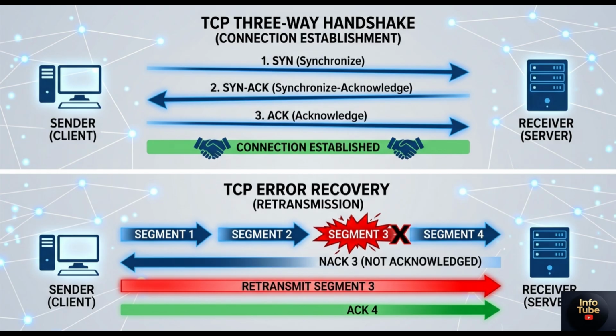The summary for your notes. The trade-off is simple. TCP gives you reliability at the cost of speed, while UDP gives you speed at the cost of reliability. If the data must be perfect, like a PDF or a website, use TCP. If the data must be fast and current, like a Zoom call or a game, use UDP.